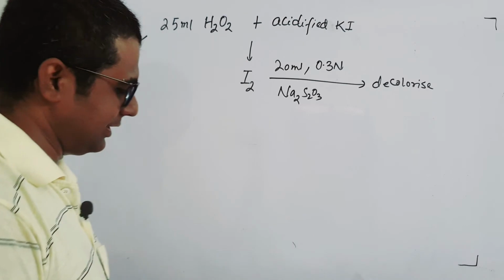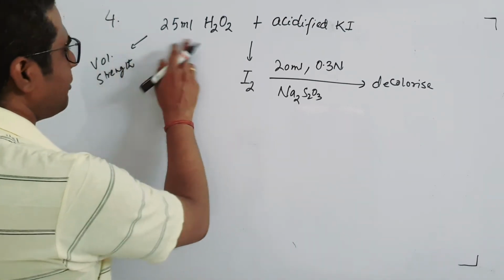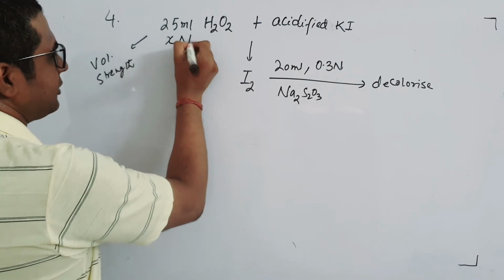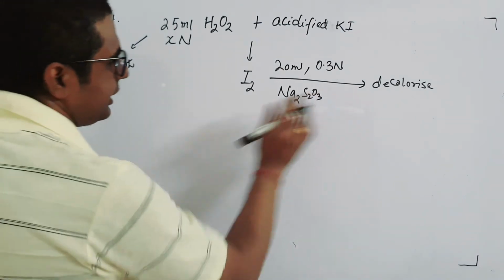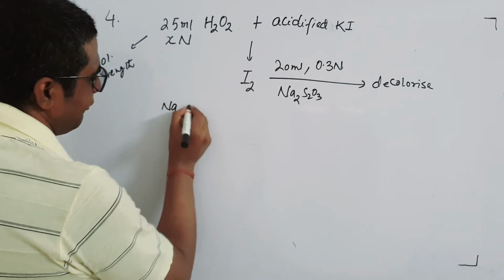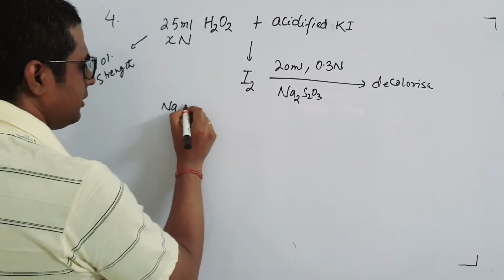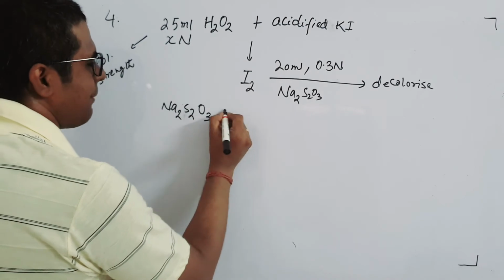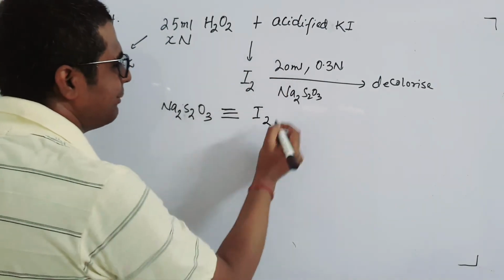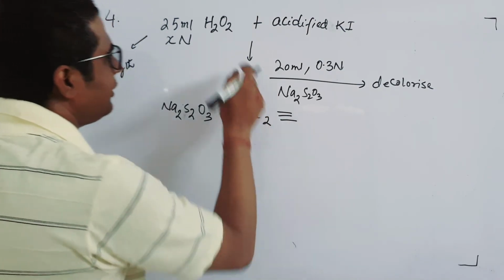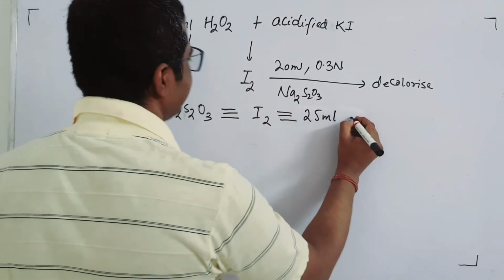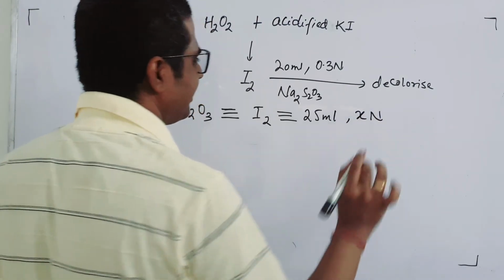So what will we do? We don't know the normality of H2O2, so take it as x normal. Here you can understand that whatever amount of Na2S2O3 is there is equivalent to whatever I2 is liberated. And this is equivalent to 25 milliliter of x normal. Okay, clear.